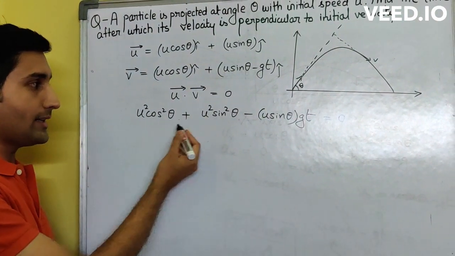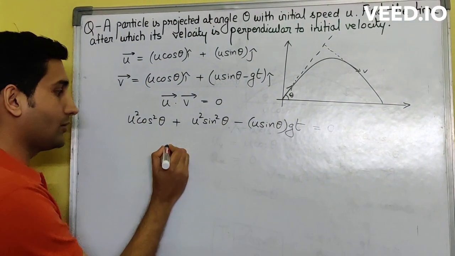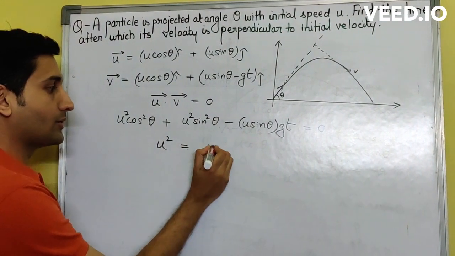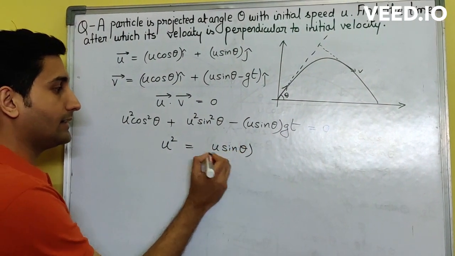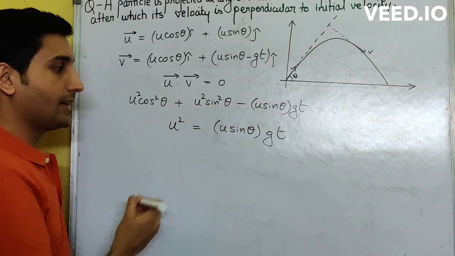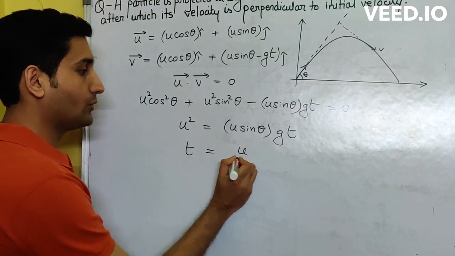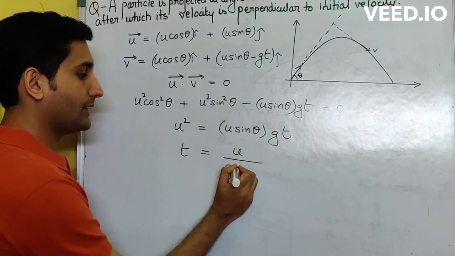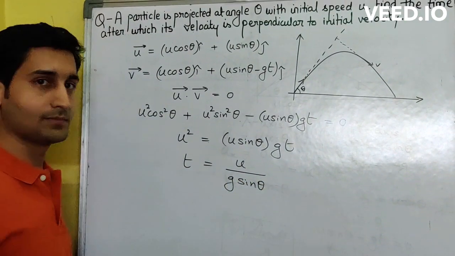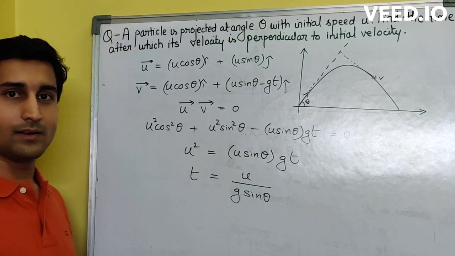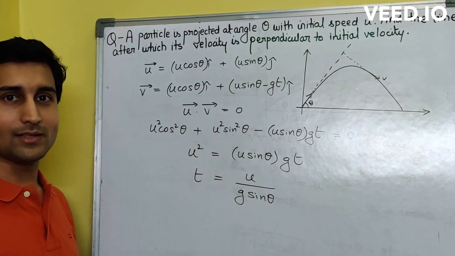Now, u square cos square theta plus u square sin square theta makes it u square, equals u sin theta times gt. Hence, my required answer is t equals u upon g sin theta. This is the time after which the velocity will be perpendicular to the initial velocity.